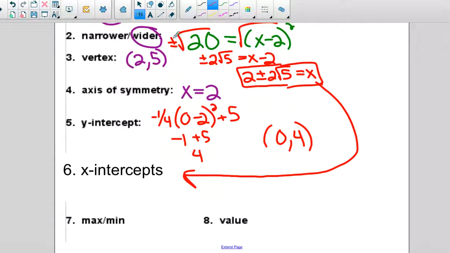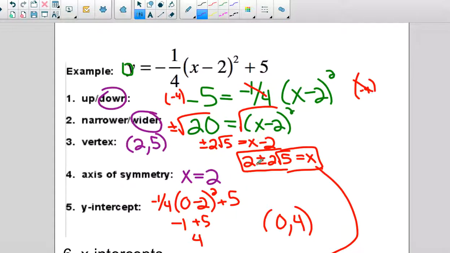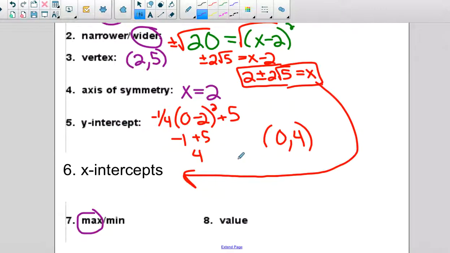The graph opened down, so that tells us it is a maximum, and then that max value is the value of k, right? So that's 5. It's not the same thing as the y-intercept. We have to solve for that. But here, this one's in the equation for us. It's 5.